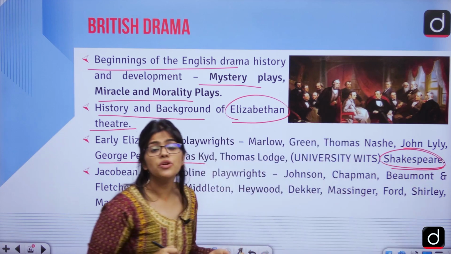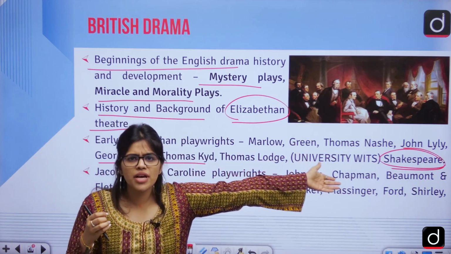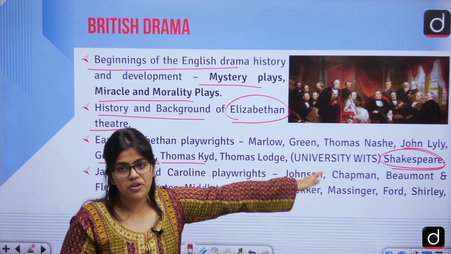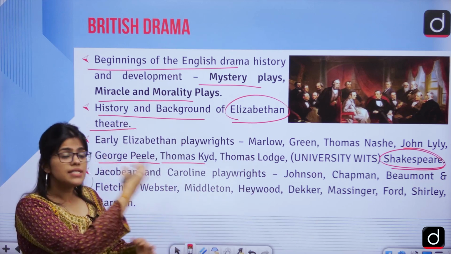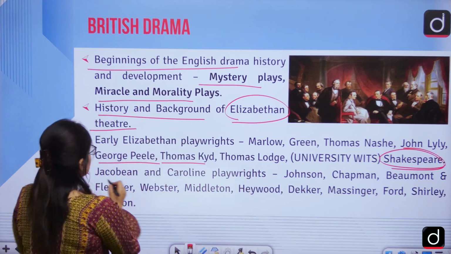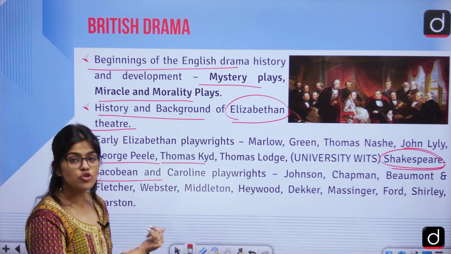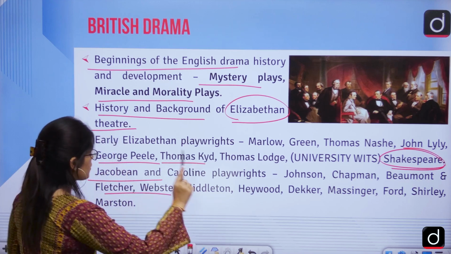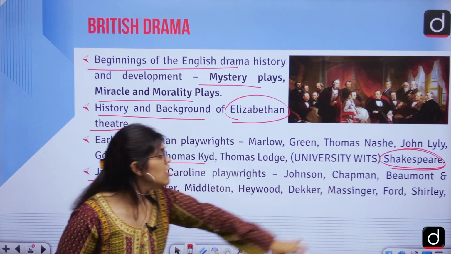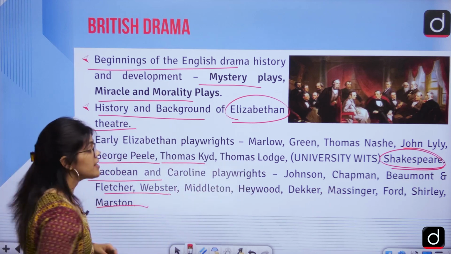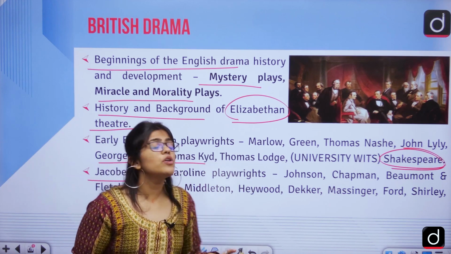Then there is Shakespeare, someone you cannot leave, right? They still ask about 3 questions from Shakespeare this time, or about 2 questions from Shakespeare, right? So he is very important. This time, match the following was seen. Different texts and different statements were given, and you had to match, right? Then come the Jacobean and the Caroline writers, right? And these are the playwrights. So you have Jonson, you have Chapman, and then you have Fletcher, you have Webster, a very important writer, you have Middleton, Heywood, Dekker, Massinger, you have Ford, you have Shirley, and then you have Marston, right? So you have different writers, and all of these writers are important when you are studying.